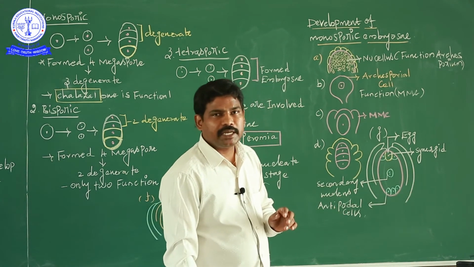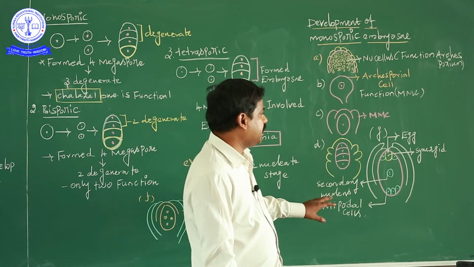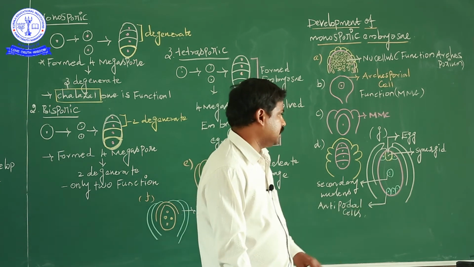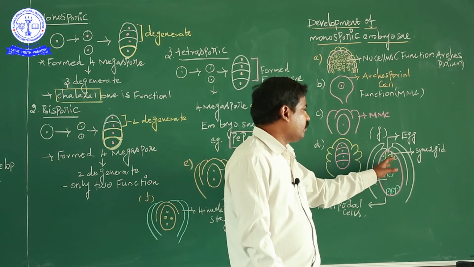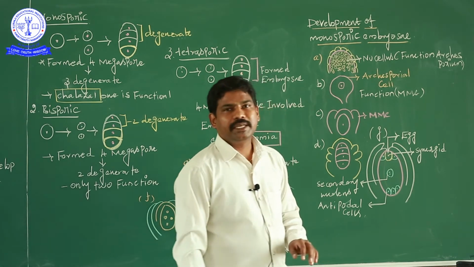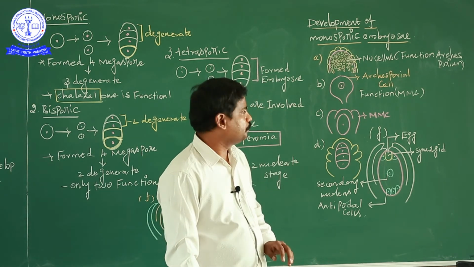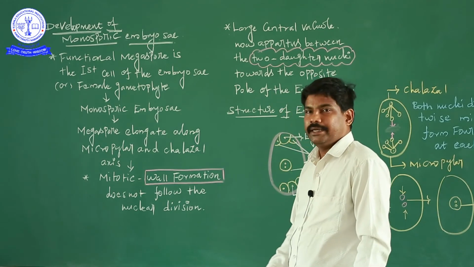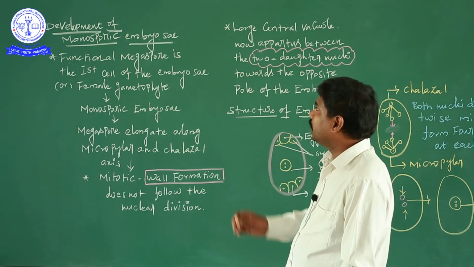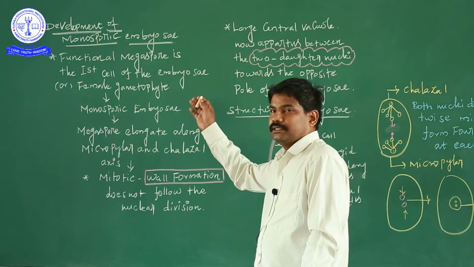The antipodal cells and also the synergids provide nutrition to the developing embryo sac. Okay, you have already discussed the diagram, and now the development of the monosporic embryo sac, the explanation.